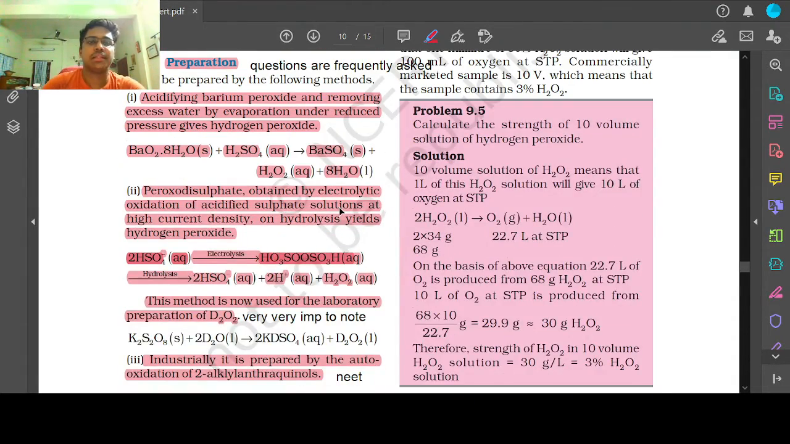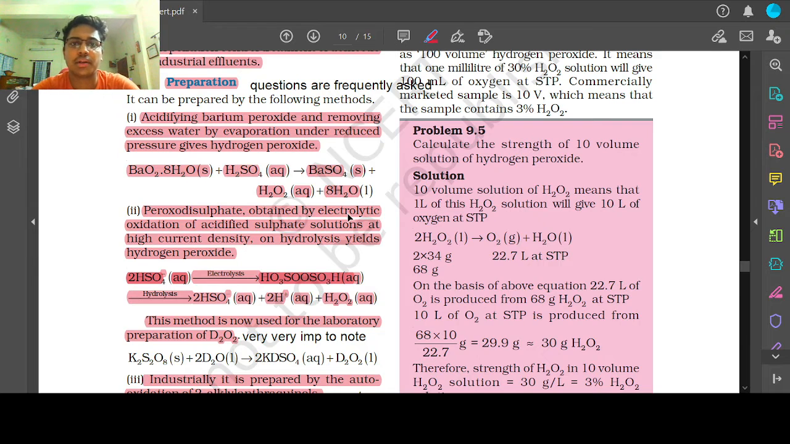So the first method is acidifying barium peroxide and removing the excess water by evaporation under reduced pressure, which gives hydrogen peroxide. This reaction is very important, and questions on this reaction are asked many times in boards. So acidifying barium peroxide and removing the excess water by evaporation under reduced pressure gives hydrogen peroxide.